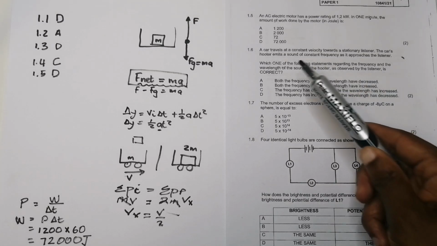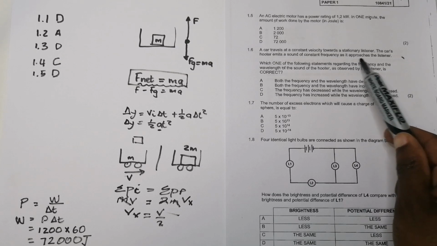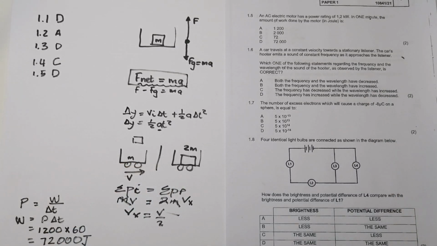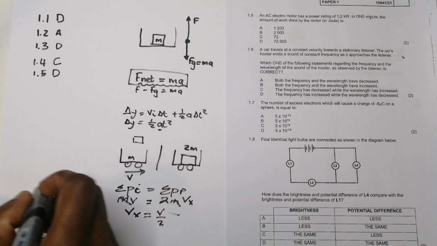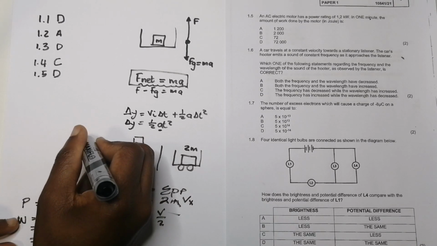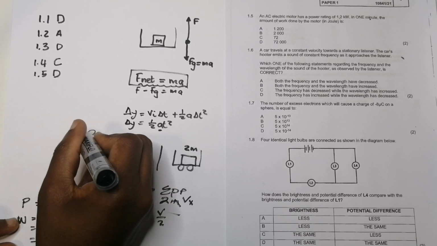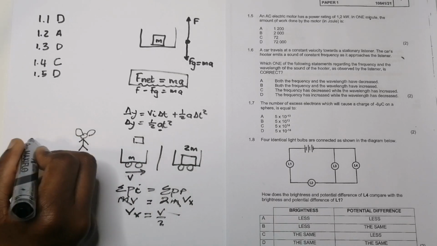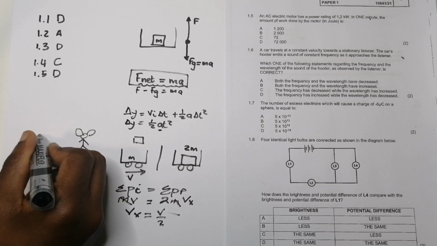Right, now please remember, what should be the most important thing? They said to us the car's hooter is emitted at a constant frequency as it approaches, so it's moving towards the listener, right? So let's draw that scenario quickly. So if this was our listener, there's our listener with the ears, and here's the car moving. I'm not going to draw the actual car.